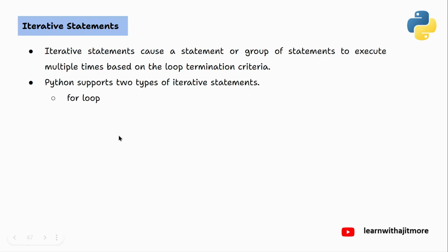Okay? So only two types of loops are there. One is a for loop and another is a while loop. Okay, guys? Now, how do the for loop and while loop work? That I'll tell you. I'll be teaching you about the for loop and while loop. Both the syntaxes we'll learn.